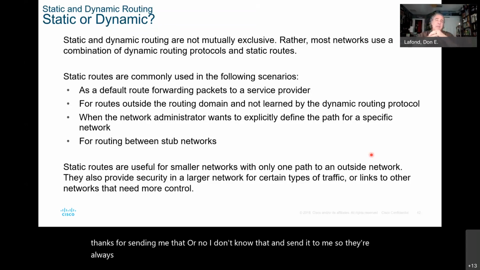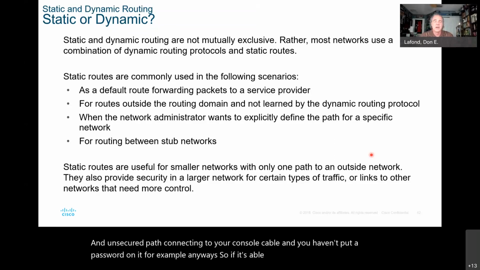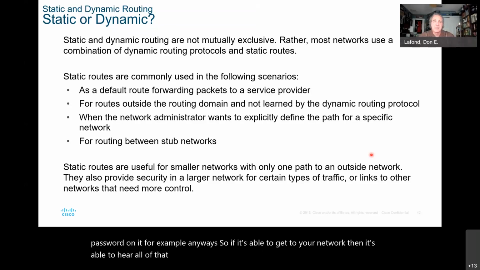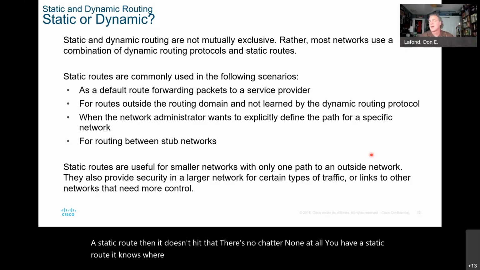Well, if somebody came along and connected to your network through an unsecured path, like your console cable, and you haven't put a password on it, for example, then if they're able to get to your network, they're able to hear all of that chatter. That is why if you have a static route, there's no chatter, none at all. You have a static route, it knows where to send it. It does not have to talk to the router next to it to figure out where to send it. Okay.